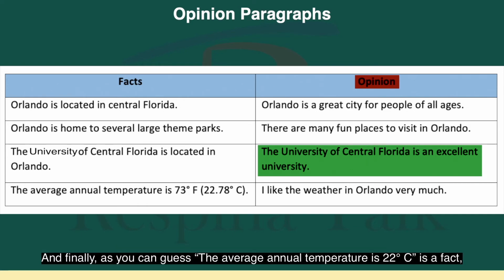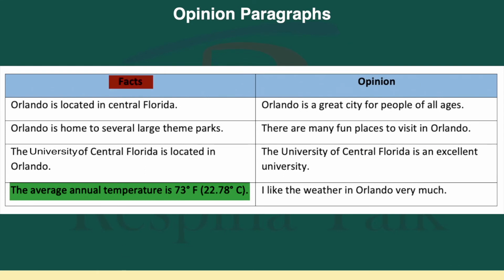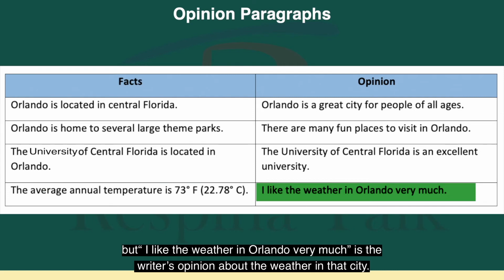And finally, as you can guess, the average annual temperature is 22 degrees Celsius is a fact. But I like the weather in Orlando very much is the writer's opinion about the weather in that city.